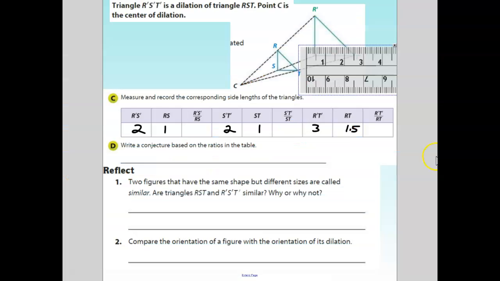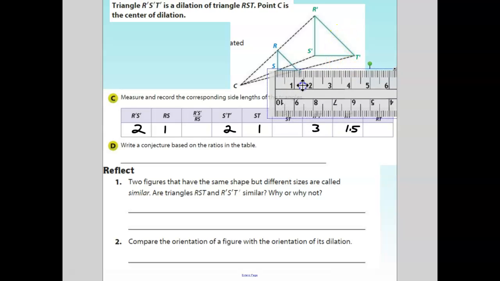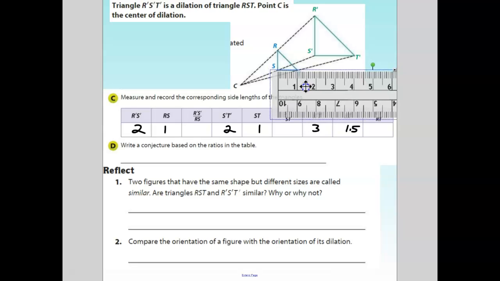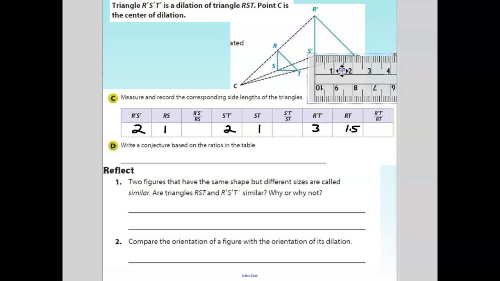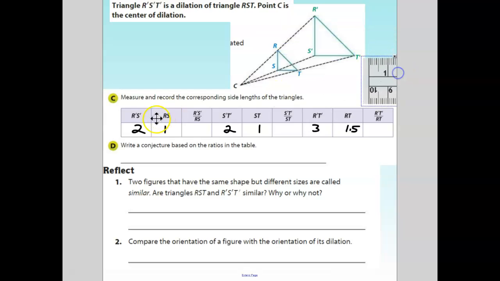Okay, so normally we do this in class, but we can't. So I got something similar to what you just copied in your notes, right? I got triangle RST, my pre-image, and I have R'S'T' (R prime S prime T prime), which is my image, and it's been enlarged, made bigger, right? If I take a ruler and measure my sides, for example, this side is 1 centimeter, this side is 2 centimeters, and if I do that for all the sides and move the ruler around, I can put my information in the table here.